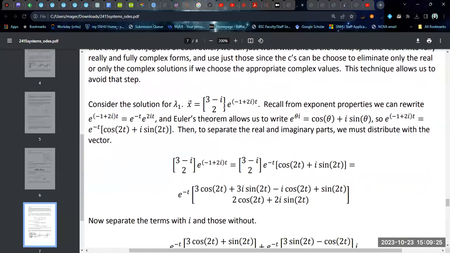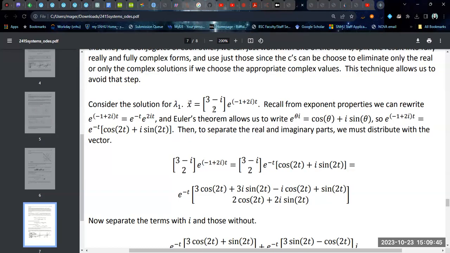Now, what we end up with, if we follow our general formula, is that we have a complex vector times a complex exponential. And we can't really leave it like this. We need real solutions. We can't plot these in graphs if they're complex. So we have a bit more algebra to do once we get it to this form.